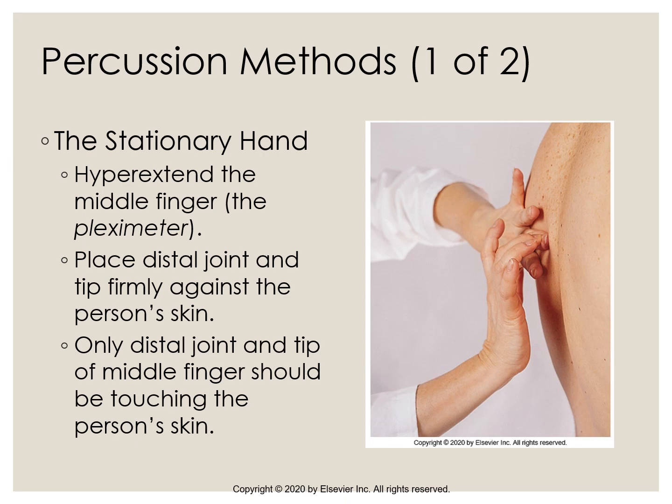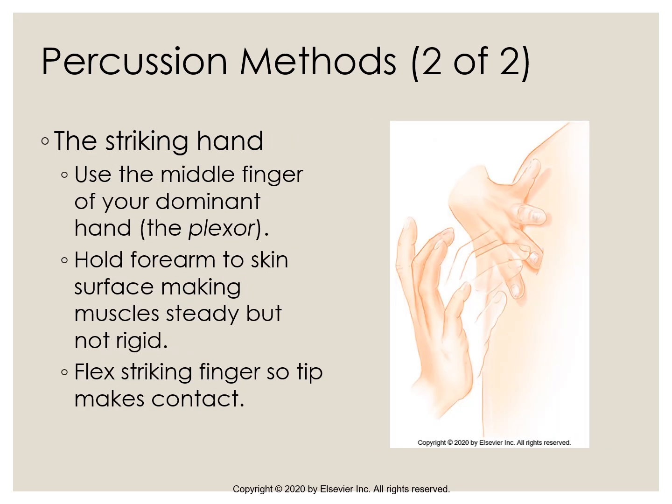As previously stated, percussion involves a stationary hand with a hyperextended middle finger. You will place a distal joint and tap firmly against the patient's skin. Only the distal joint and tip of the middle finger should be touching the person's skin. You also have the striking hand, in which you will use the middle finger of your dominant hand. You will hold the forearm to the skin surface and strike the tip of the finger.